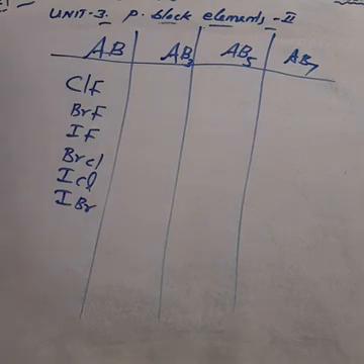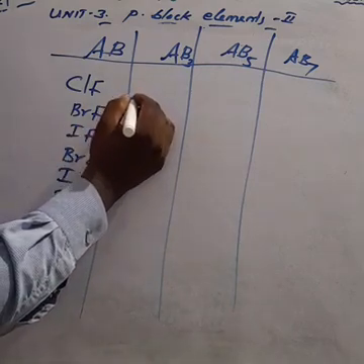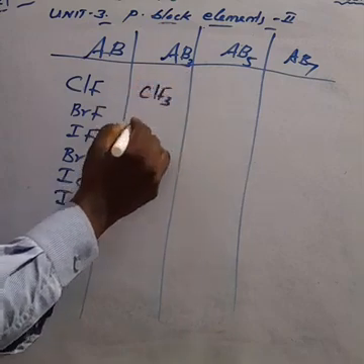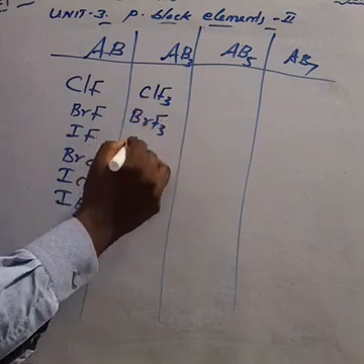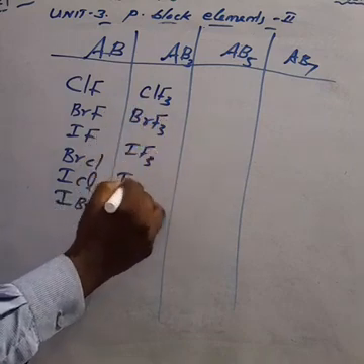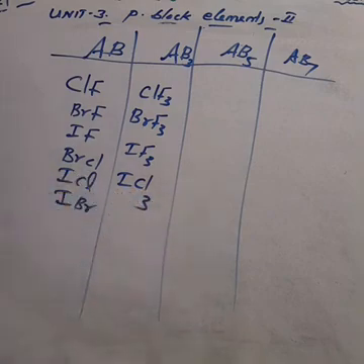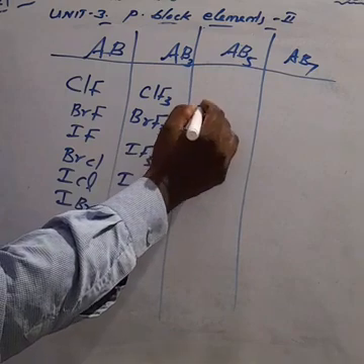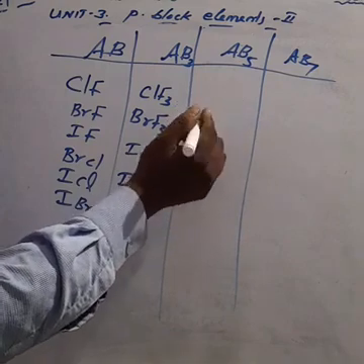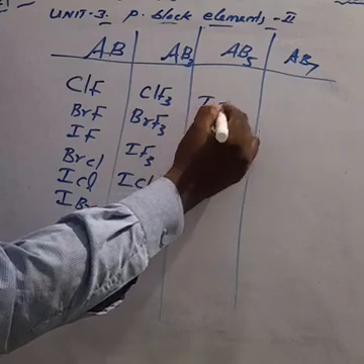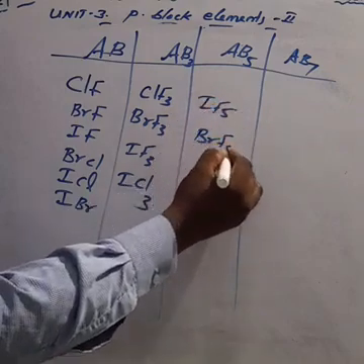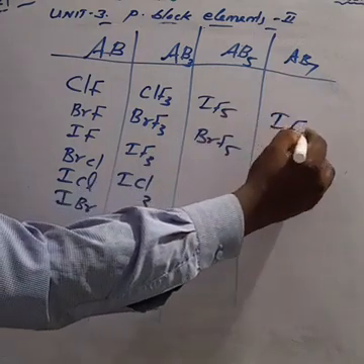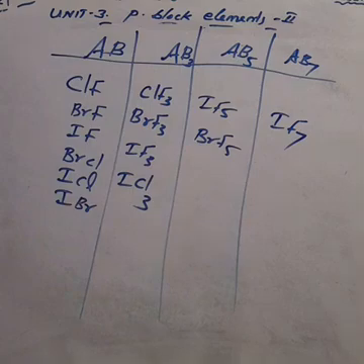What about AB3? A has a single atom, B has 3 atoms. ClF3, BrF3, IF3, ICl3. These are all AB3 type. What about AB5 type? A means a single atom, B means 5. So, IF5, BrF5. Can you understand, my dear children? AB7 means IF7. These are some of the examples. One of the very important 2-mark questions. Try to learn this one.